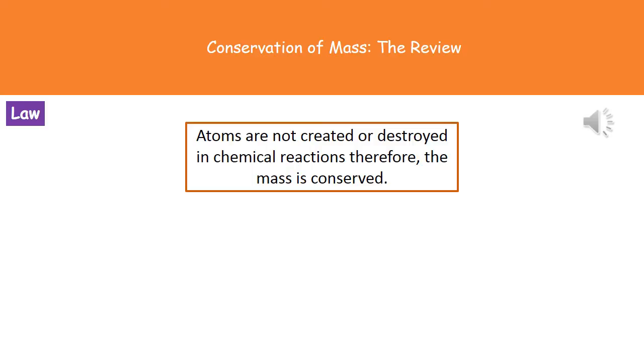Quite simply, what that states is that atoms are not created or destroyed in chemical reactions, therefore the mass is conserved. What that actually means is, even when a chemical reaction takes place, we're not making new atoms or destroying them in some way. So however many atoms we start with, we must have in our products as well. So the mass of our reactants is going to be the same as the mass of our products.